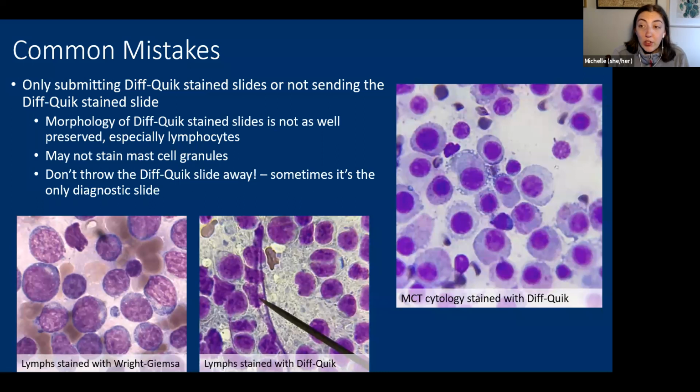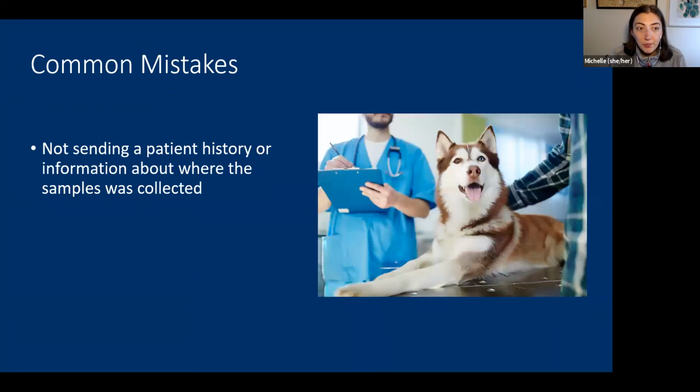Occasionally I'll call the clinician and they'll say, oh, well, there were all these atypical cells on the Diff-Quik slide. I'm like, oh, can you send that? And then they're like, oh, I threw it away. So if you don't want that slide, then go ahead and send that as well, because we'll still look at it. Even though I personally don't love Diff-Quik, I will look at that slide, and sometimes it is the only diagnostic slide. If you want to keep it and have it for yourself to compare it to the report, that's fine too. But if you don't want it, then go ahead and send it, because we'll still look at that one. Keep in mind that mast cell granules may not stain very well, and whatever you do, don't throw the Diff-Quik slide away.